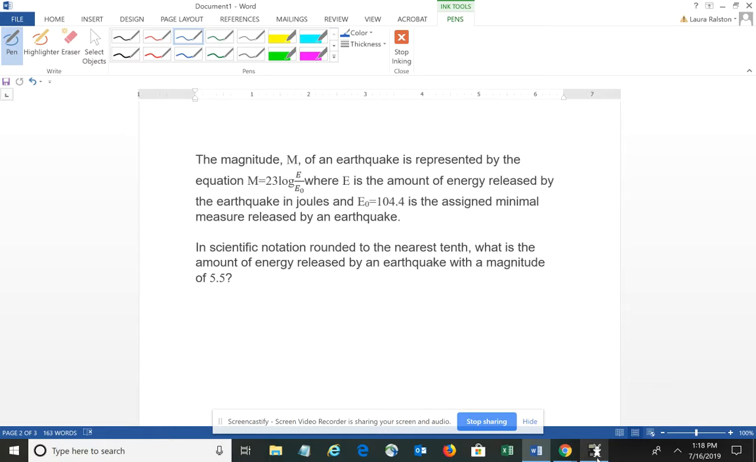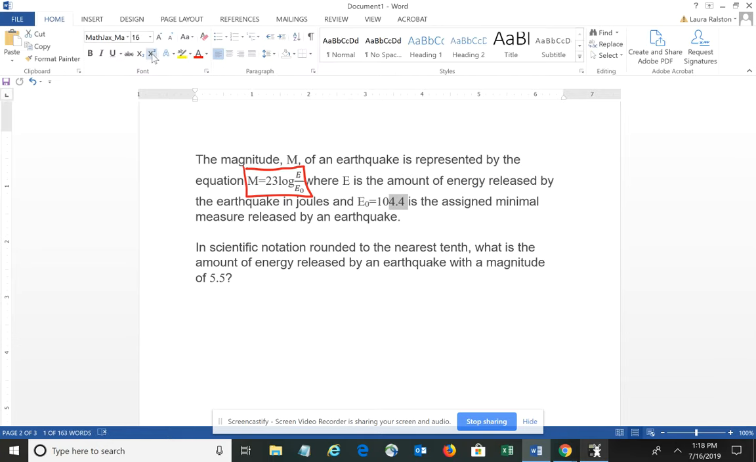Okay, moving on to the second example. It says the magnitude of an earthquake is represented by the equation, and it gives you the equation. M equals 23 times the log of E divided by E sub 0, where E is the amount of energy released by the earthquake in joules, and E sub 0 is 10 raised to the 4.4. Okay, I got a little typo there. Let me get that put in as an exponent. 4.4 is the assigned minimal measure released by an earthquake.